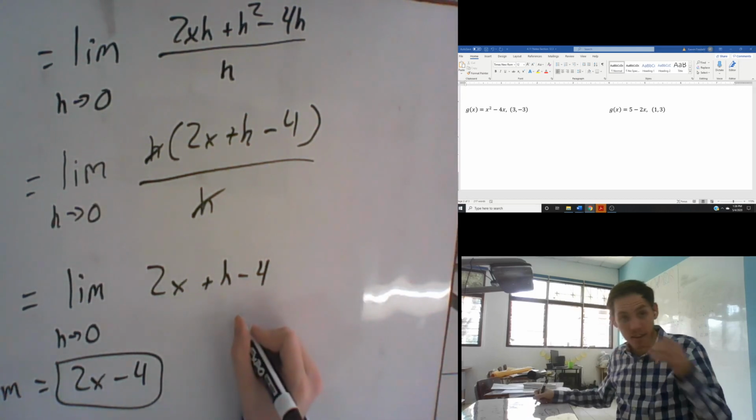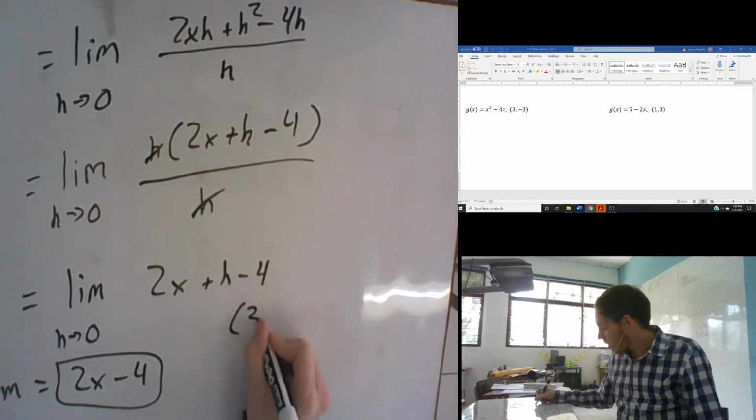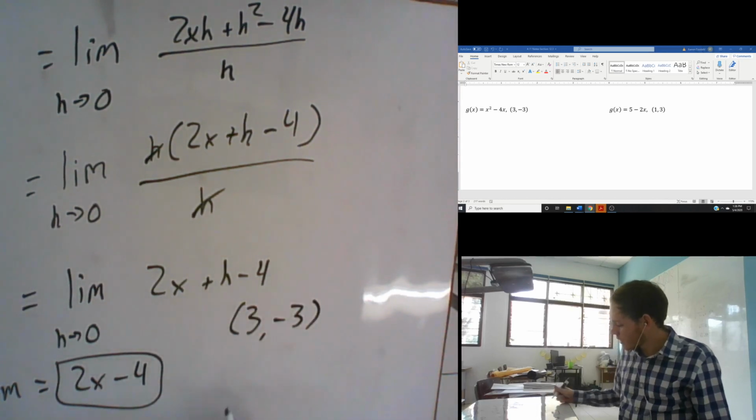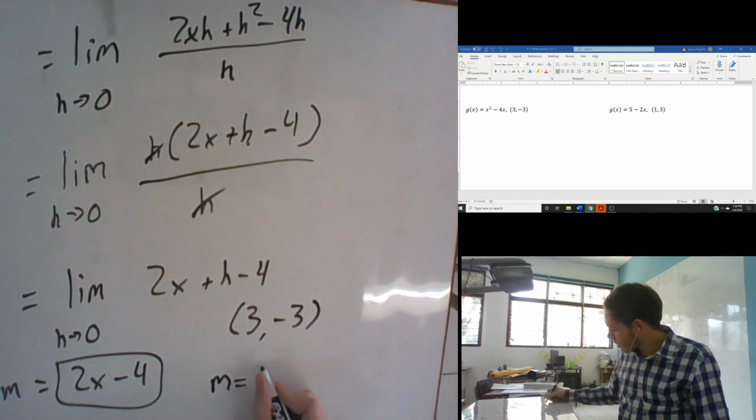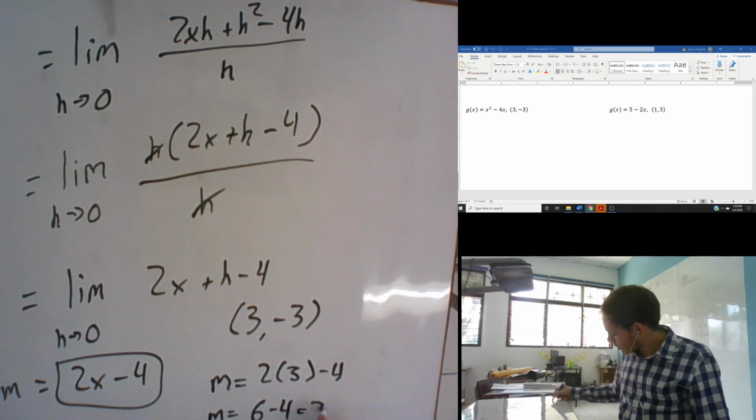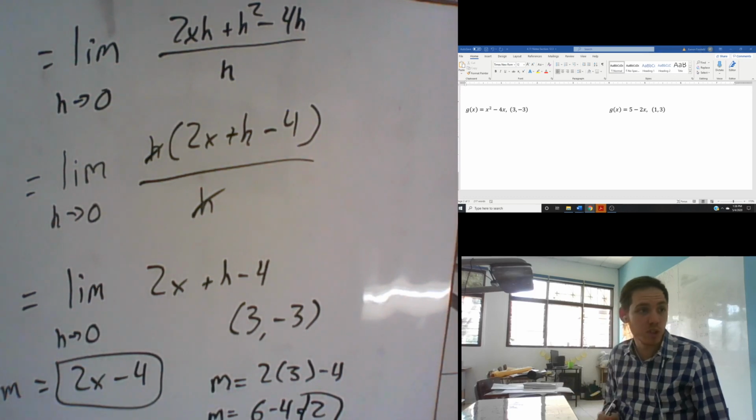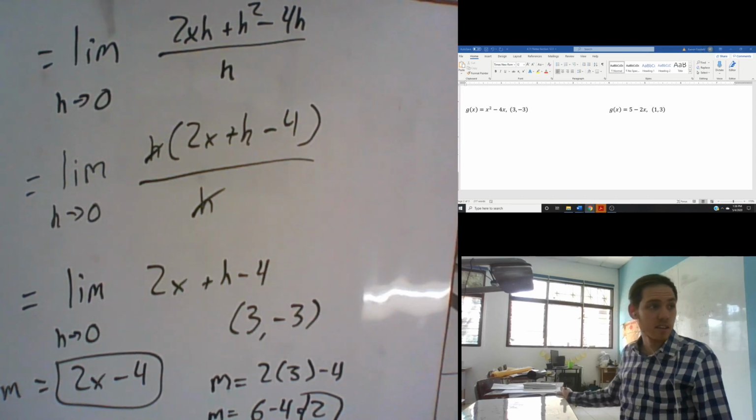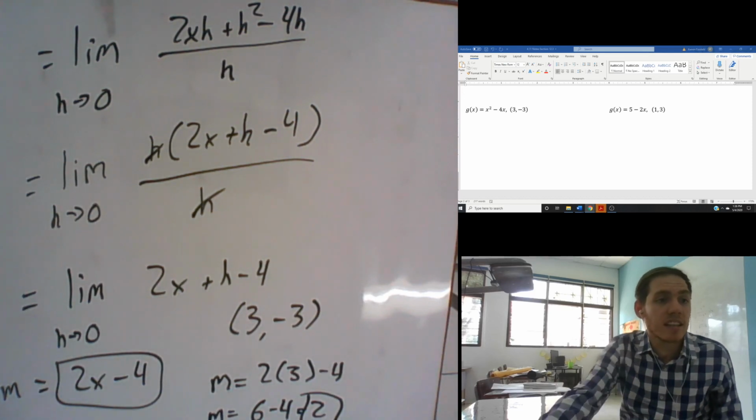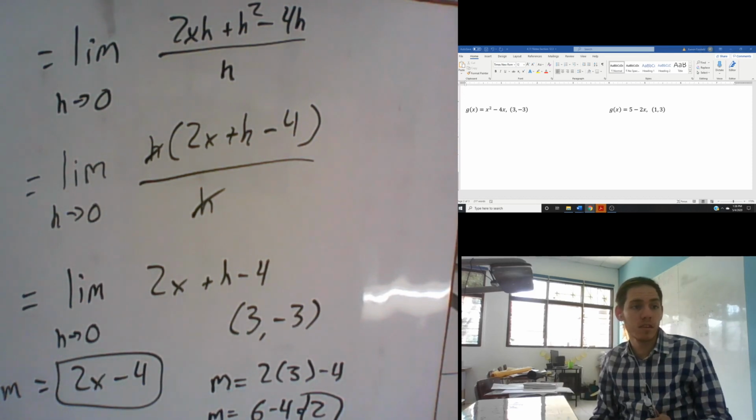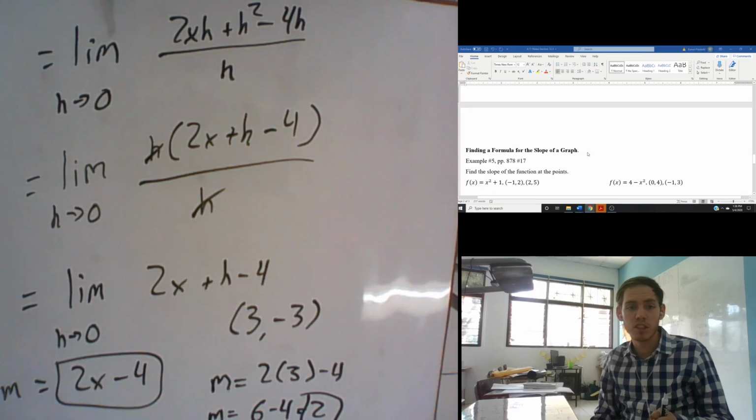But what's m at 3 comma negative 3? All we do is plug in 3. So we get m equals 2 times 3 minus 4. m equals 6 minus 4 equals 2. So those are our two solutions. That's how you find the slope. So Daniel, you do box both answers. It's the best way of approaching it.